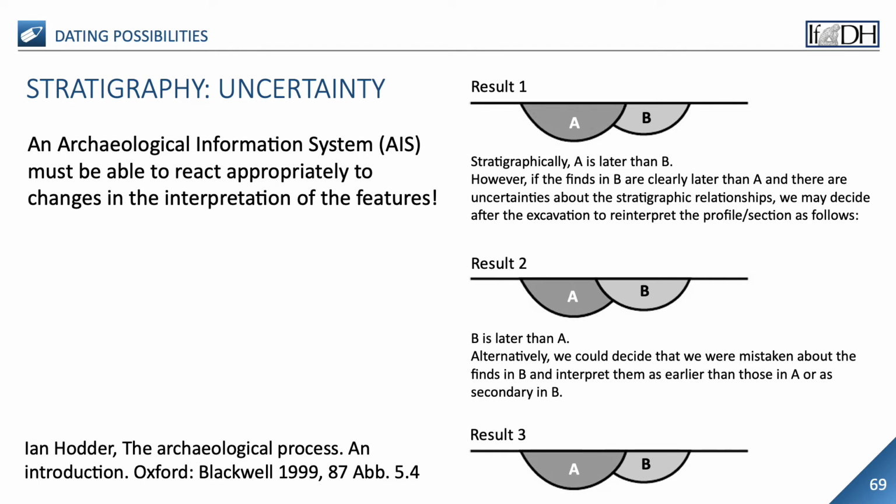This may be the case. Alternatively, we might decide that we were wrong about the finds in B and interpret them as early as those in A, or as secondary to B. And this decision should be documented in the archaeological information system.